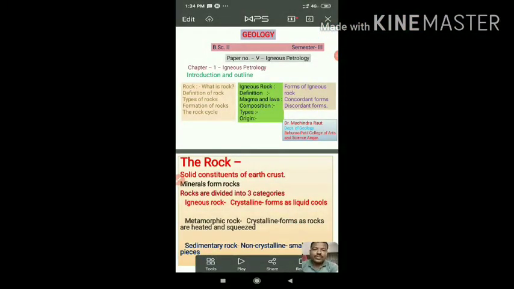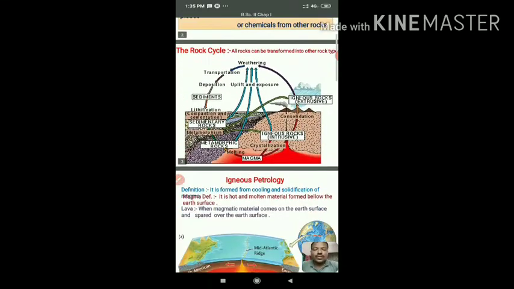Today we will discuss the remaining portion, that is, the forms of igneous rock. In the last lecture we saw the concordant forms and the extrusive forms of igneous rock. Today we will see the remaining forms, the discordant forms of igneous rock.